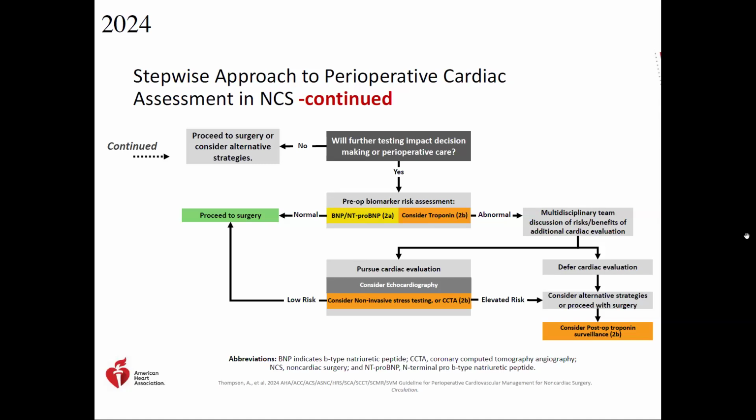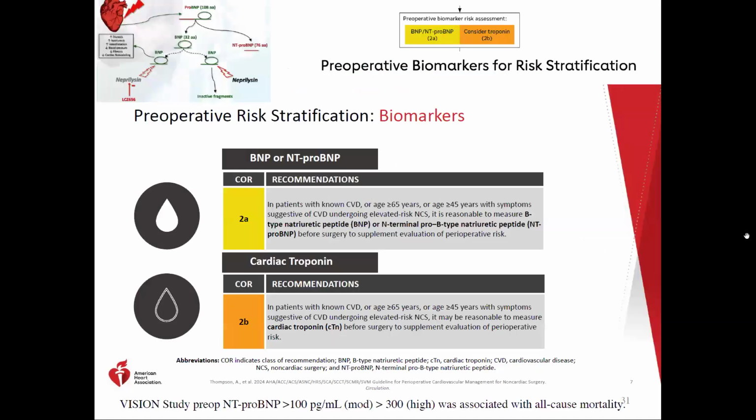And I might treat them a little more delicately though. I may watch them a little closer. And so that's a piece of it. But if you do think the workup is going to help you, then we do the workup. So abnormal biomarkers, talk to the team, and maybe pursue a workup or defer and proceed with surgery or do something else. Fair enough? All right, so what is proBNP?